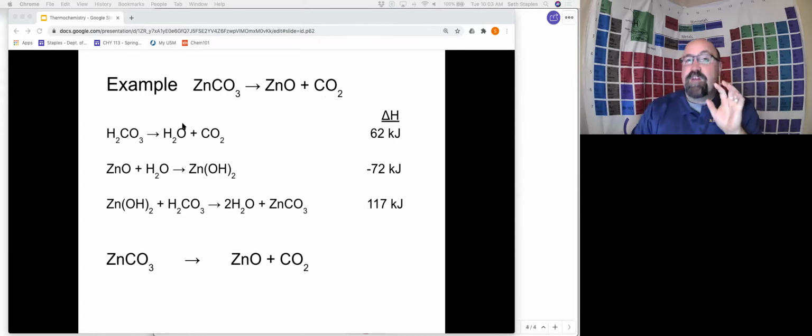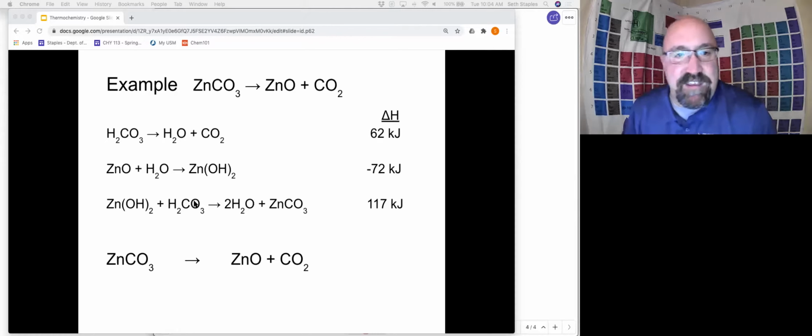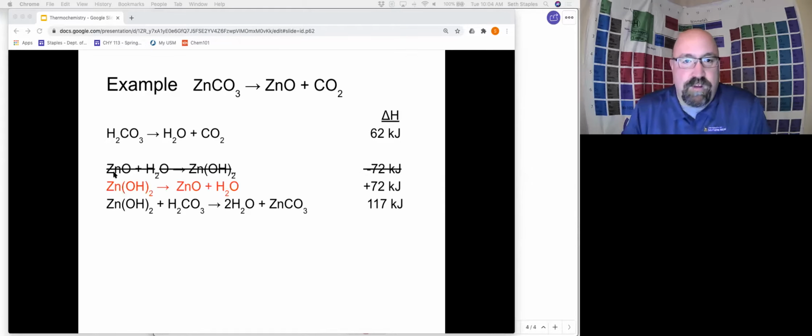Now we have 3 equations to work with instead of 2. Same exact idea. We're going to go through the same exact process. We just have more equations to work with. And so we have our target equations here. So let's start dissecting where we're at and what we need. One of the things that we see is that zinc oxide we want as a product, but zinc oxide shows up as a reactant in our given equations. So we'll start by flipping that.